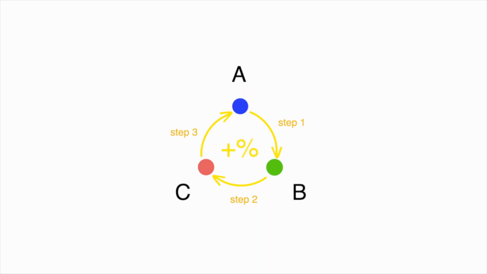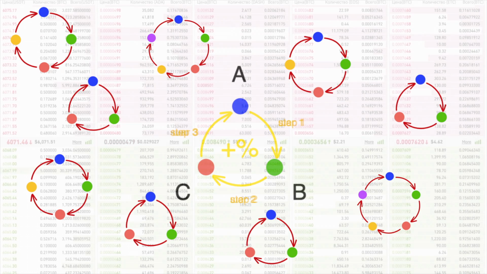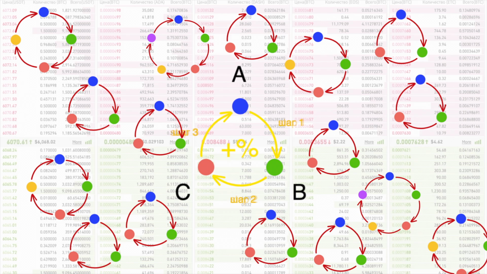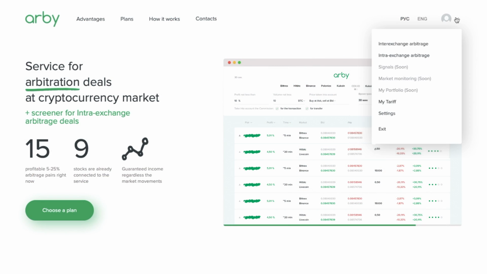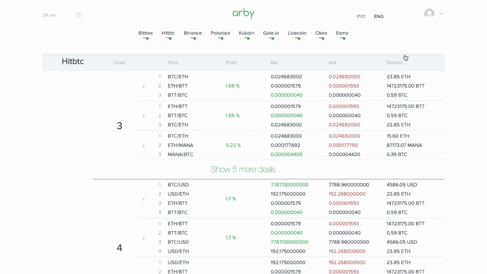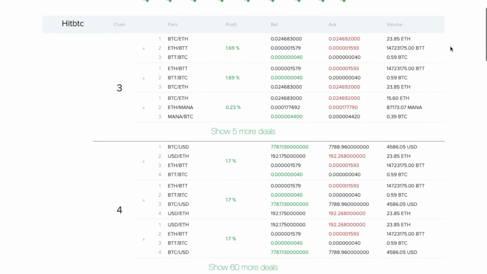The screener follows all asset quotations at all connected exchanges in real time and computes all deal chains that might end up making money. How the screener works? The screener is located on the User Profile menu on the Intra-exchange Arbitration tab. First and foremost, let's start with the deals table itself.